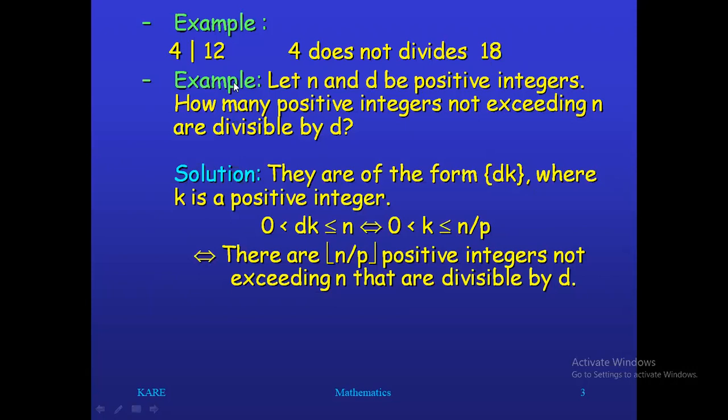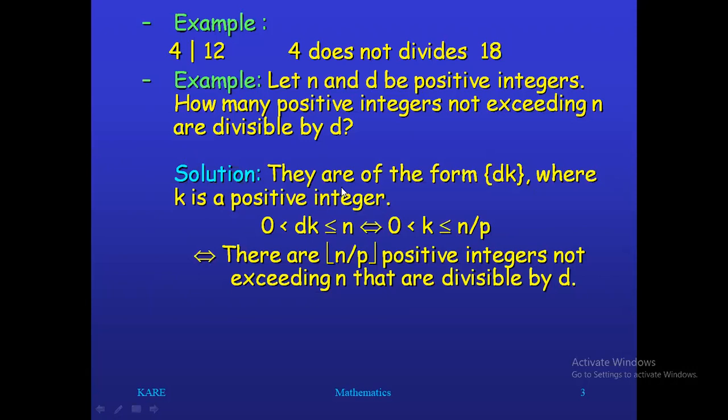The next example: let n and d be positive integers. How many positive integers not exceeding n are divisible by d? So 2 positive integers we are taking here. And what is the question here is, not exceeding n, not beyond n, how many integers are there which are divisible by d? That is the question. The solution given here is very, very easy.